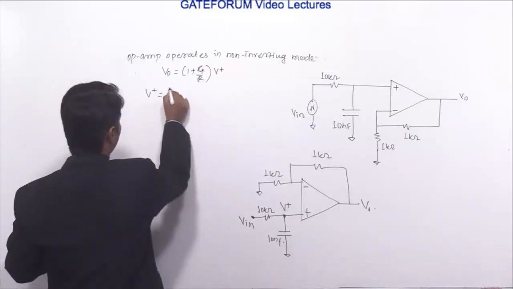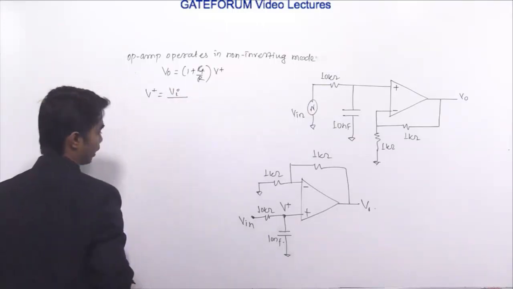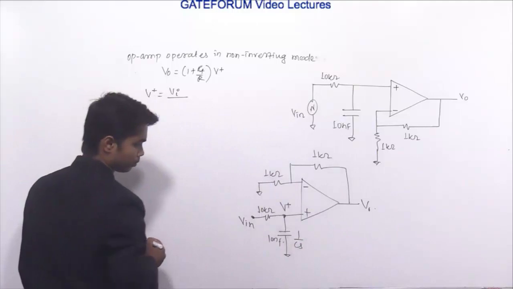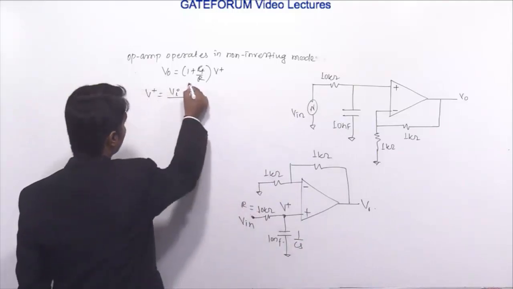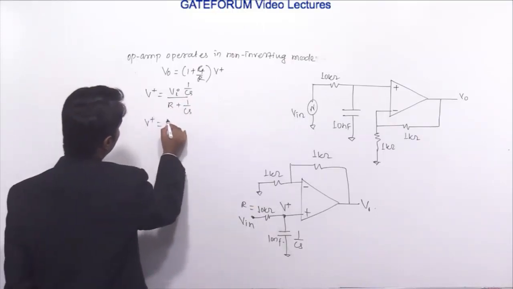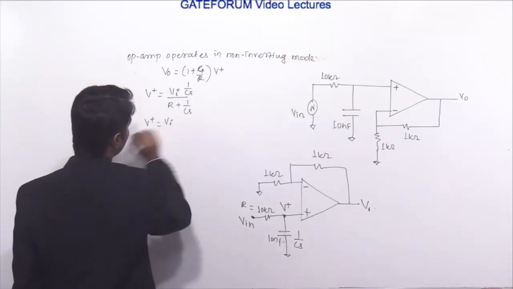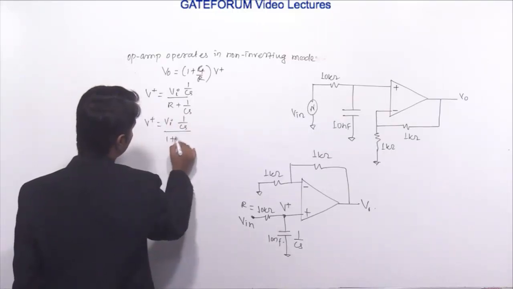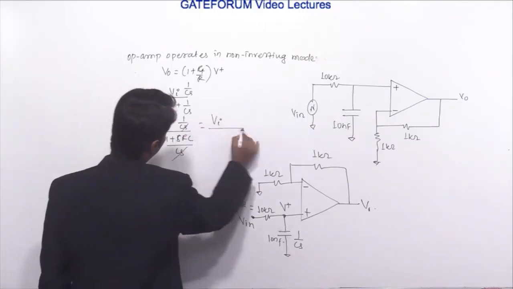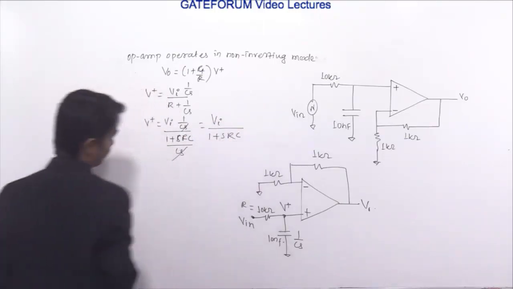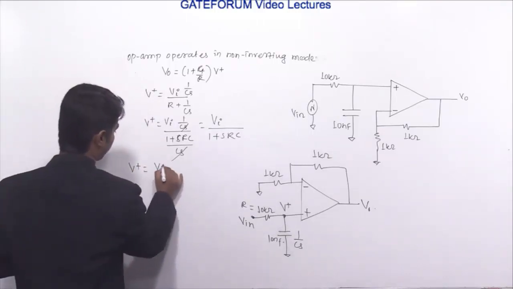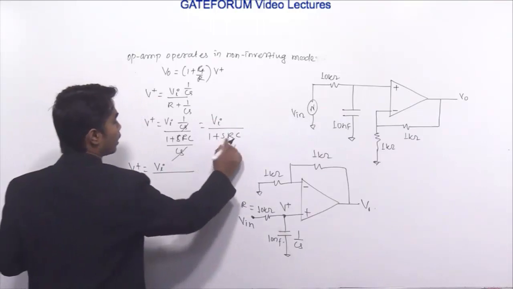or we can directly say, if I solve it, it will look like this. It's a 10 nanofarad, or simply, first of all, we will say it's CS, and it's R. So V plus is V in times 1 by CS upon R plus 1 by CS, which is VI times 1 by CS, that is 1 plus SRC by CS. This CS gets cancelled. It will be VI upon 1 plus SRC. It's V plus. We know that V plus equals VI upon, put here S equals j omega.